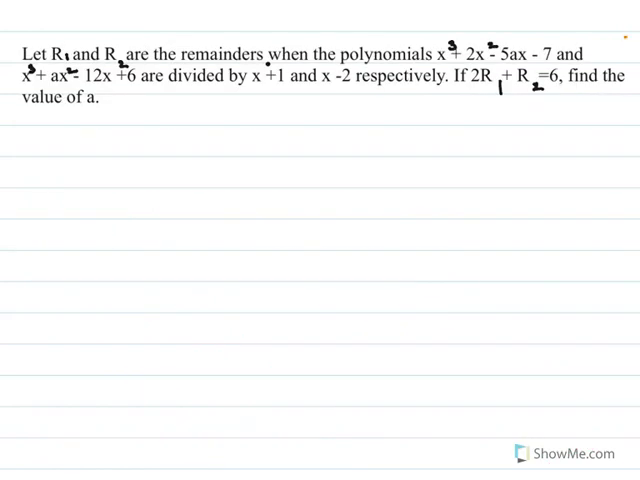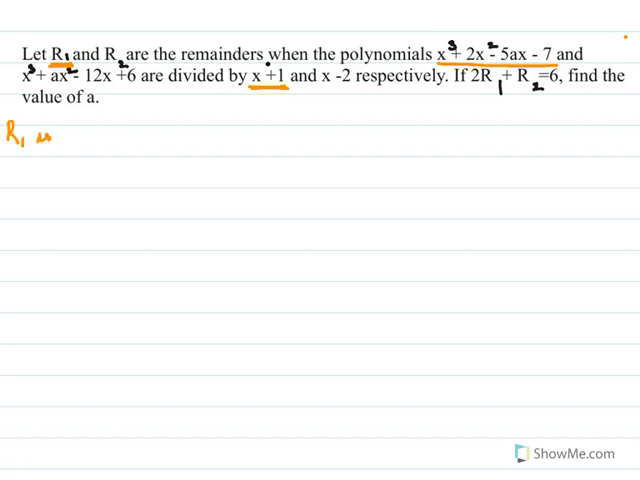If R1 and R2 are the remainders when the polynomials are divided by x plus 1 and x minus 2 respectively, and 2R1 plus R2 equal to 6, find the value of a. So in the first case, we have R1, which is when this polynomial x cubed plus 2x squared minus 5ax plus 7 is divided by x plus 1. So let's take up this case.